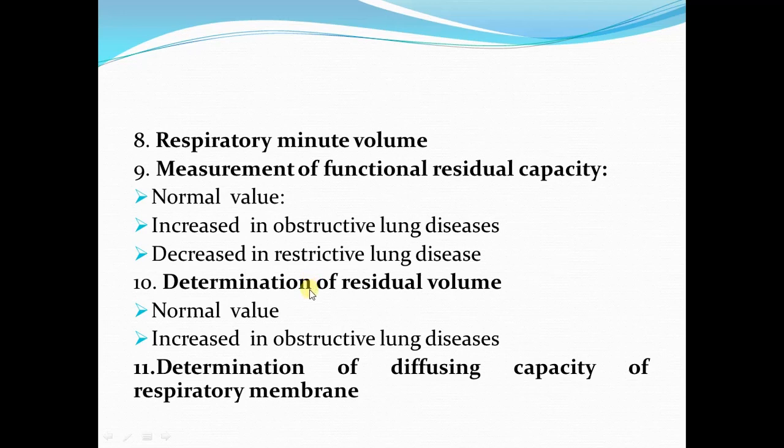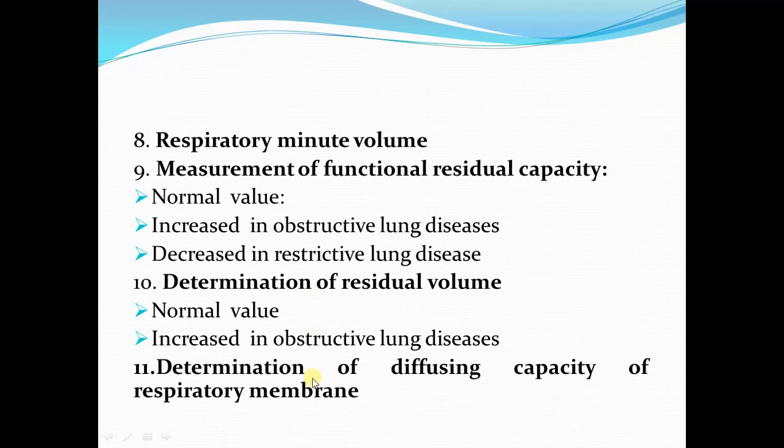Then we can also determine the residual volume, which is the volume of air remaining in the lungs after forceful expiration. The normal value of residual volume is 1200 ml, and it is increased in obstructive lung diseases, while residual volume is decreased in restrictive lung diseases. As I just told you, in restrictive lung diseases, all lung volumes and capacities are decreased.